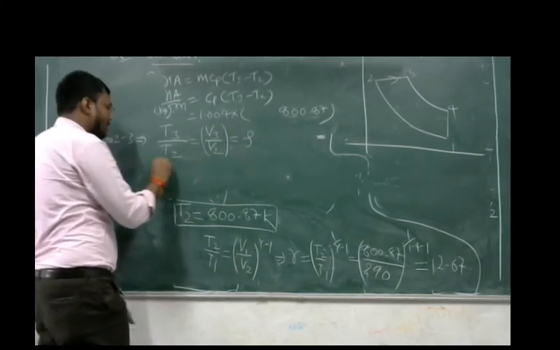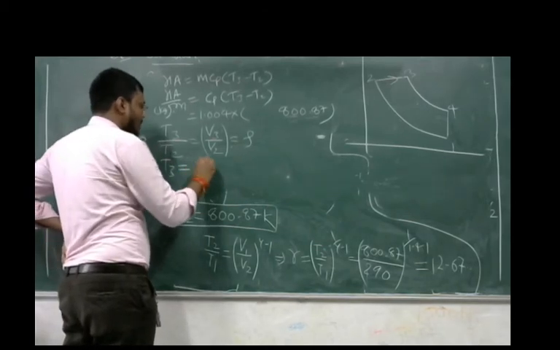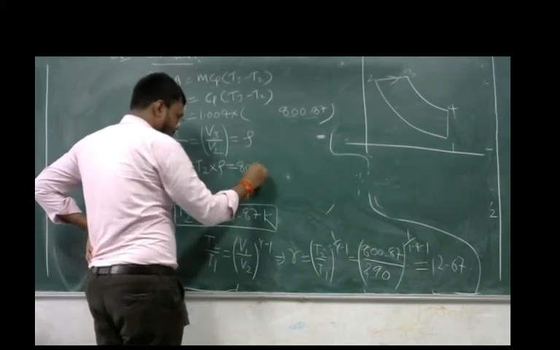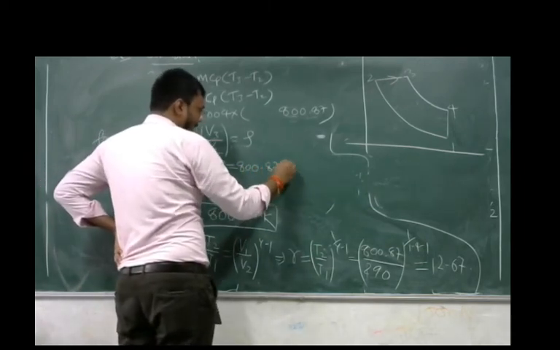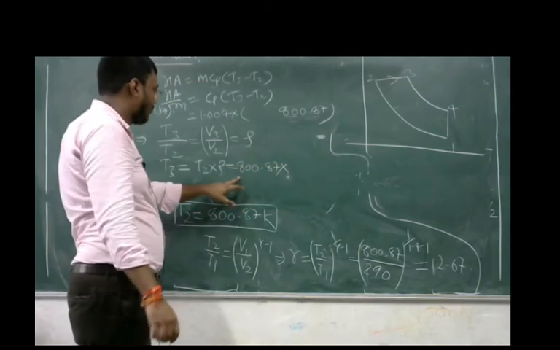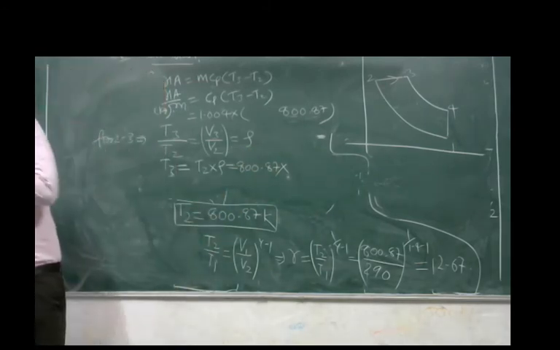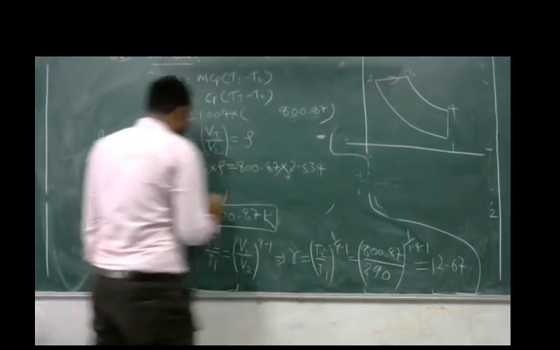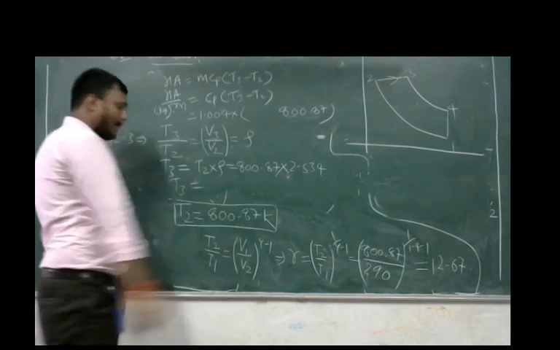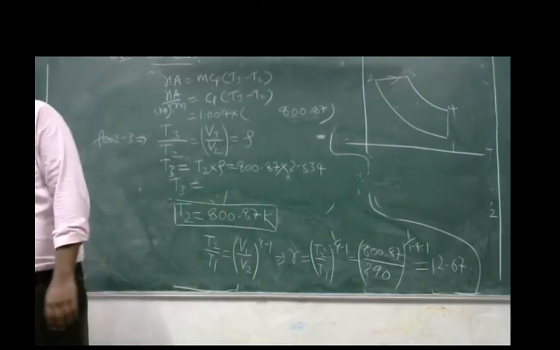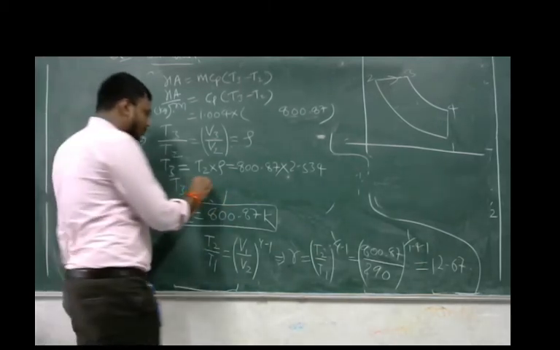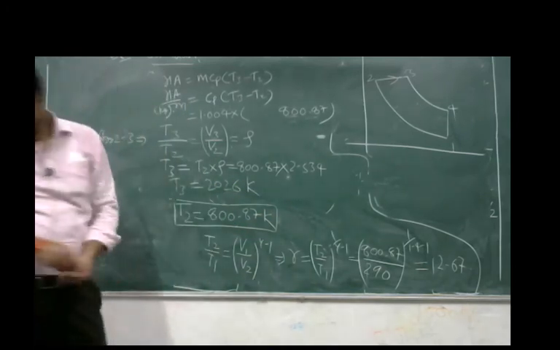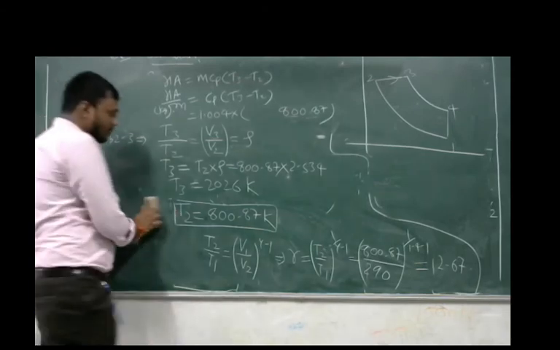So here we can write T3 equal to T2 into rho. T2 equal to 800.87, and we have just calculated the value of rho. What is the value of rho? We have found the value of rho, 2.534. Okay. So here we get the value of T3 equal to 2026 Kelvin. So now we can calculate the value of heat addition per kg.